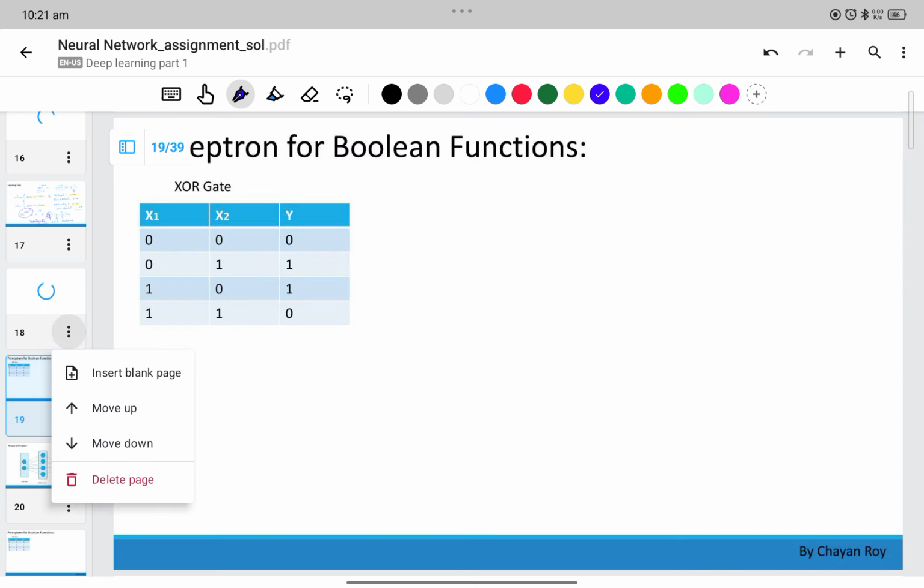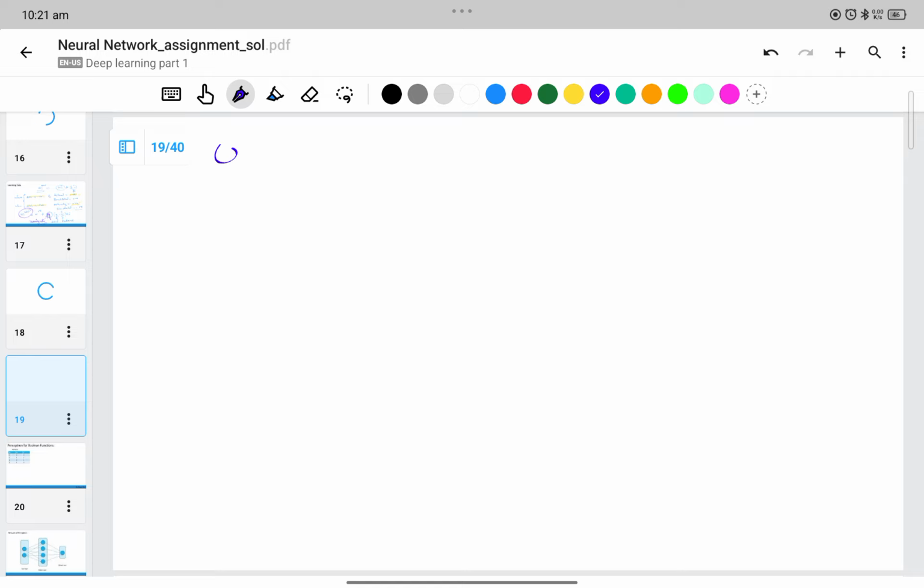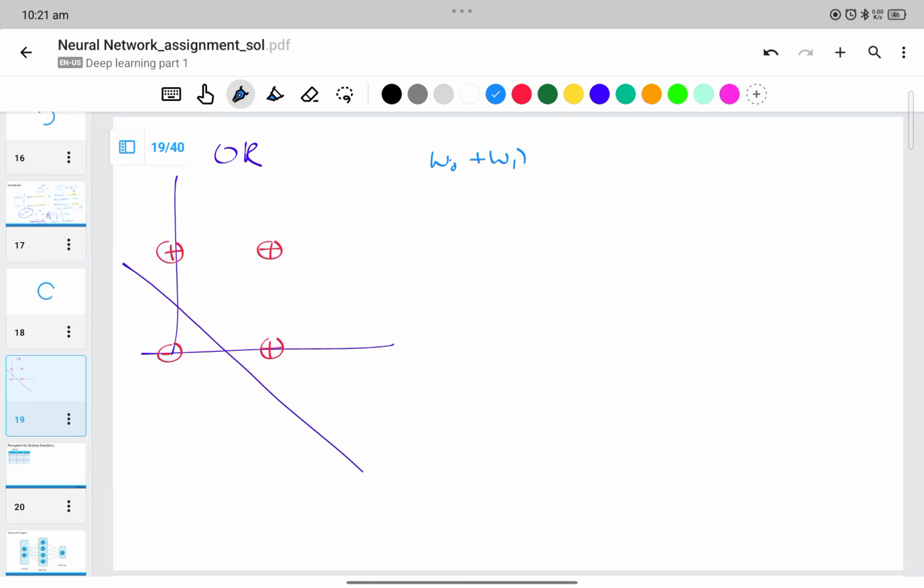Okay, before that I want to discuss something, that is the OR gate. Previously we saw that we have a positive input here, here and here, and a negative one here. So we said that our decision boundary should be like this. So w0 plus w1 multiplied with 0 plus w2 multiplied with 1 will give greater than 0 for this one.